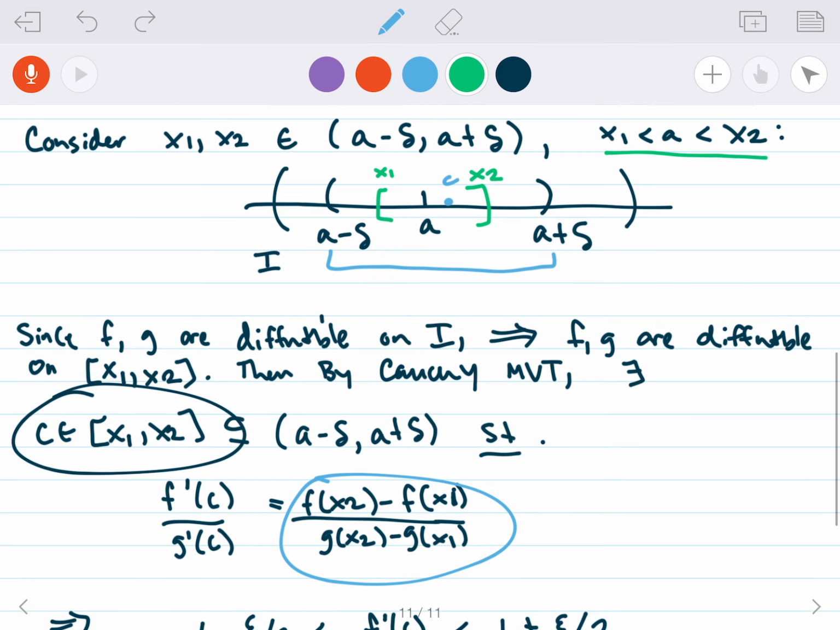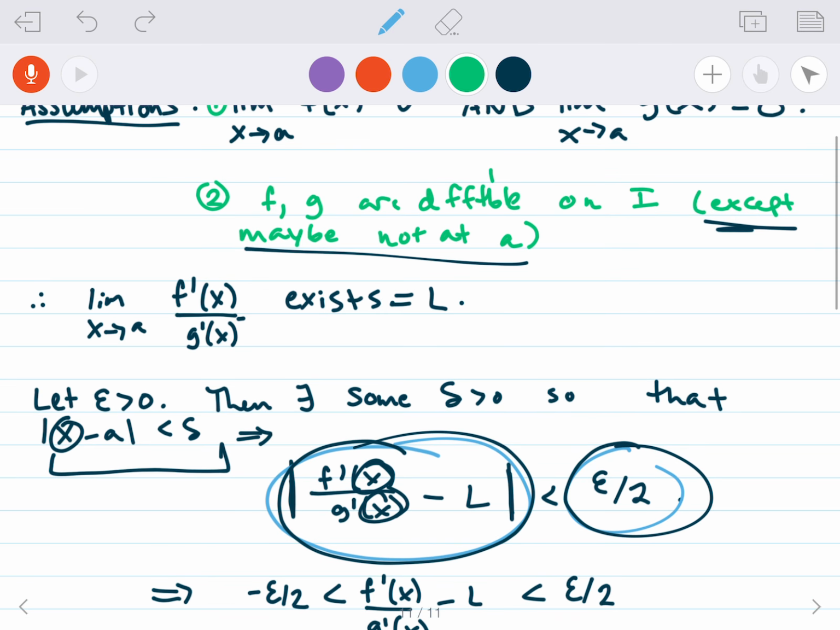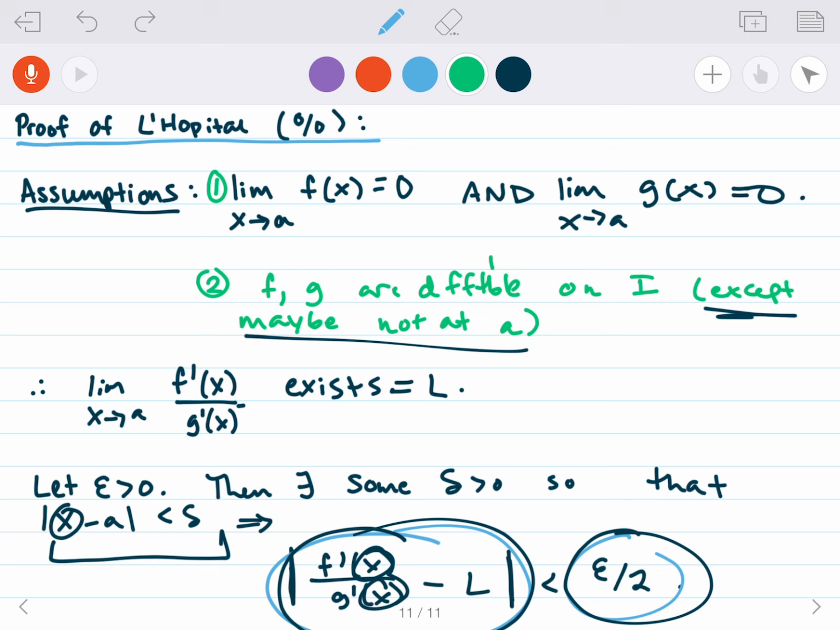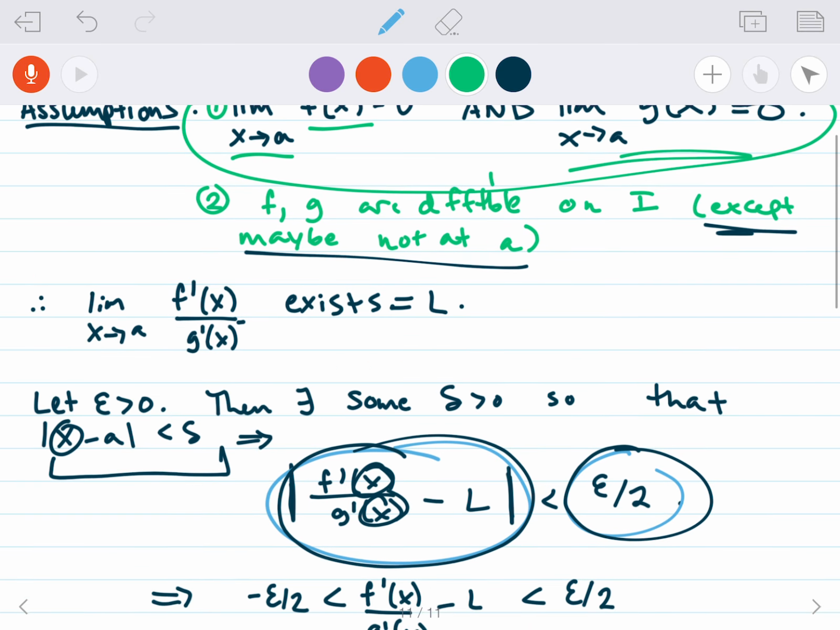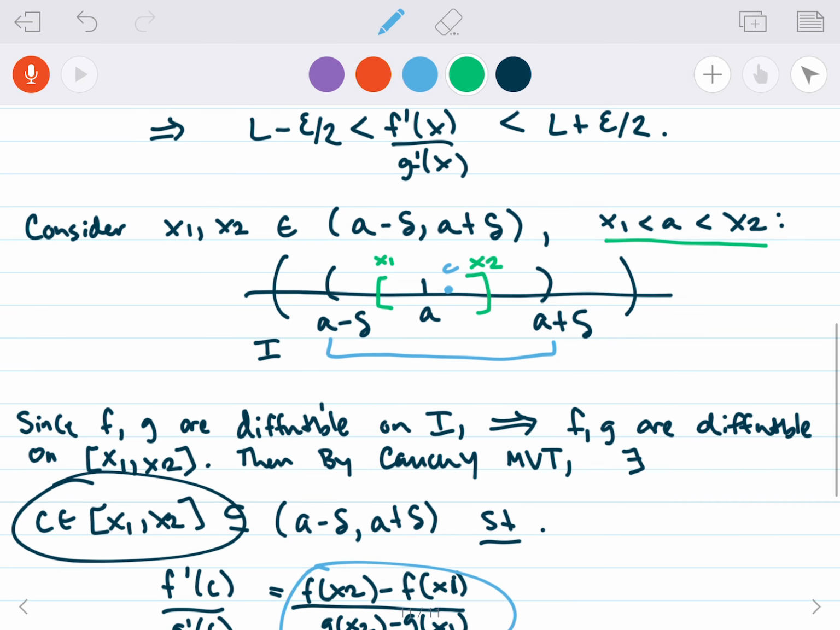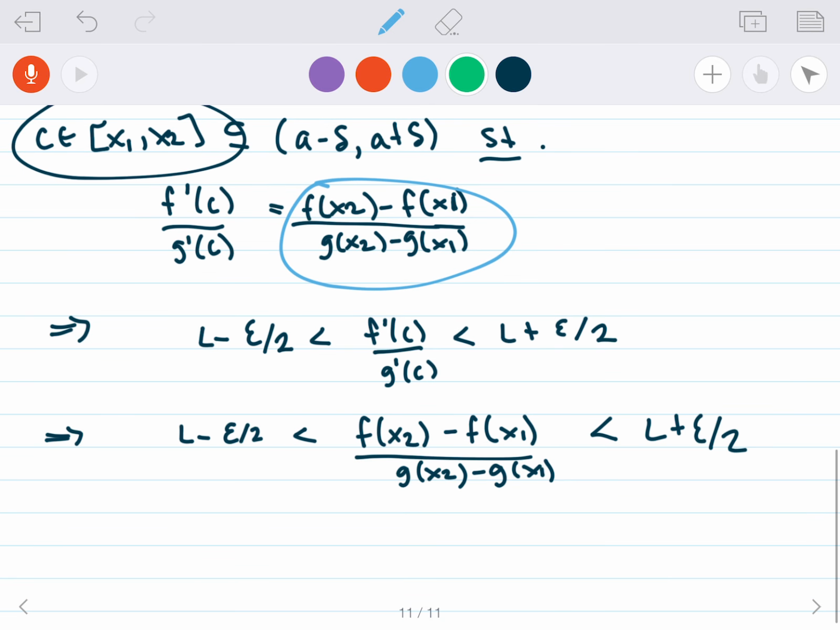And I know from my hypothesis that this holds true. Who cares if I'm saying it's x1, x2? It's still a variable. As x2 goes to a, f of x2 should go to 0, and same thing for g. I don't care that I'm saying that the variable is x2 and not x1. Doesn't matter.